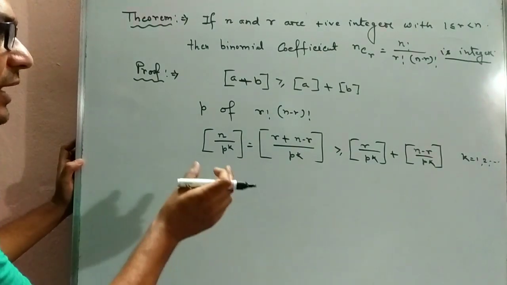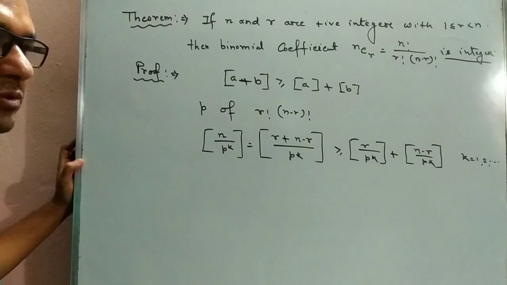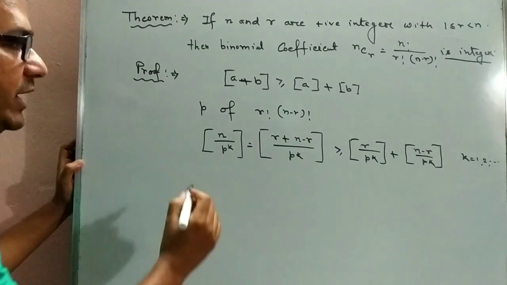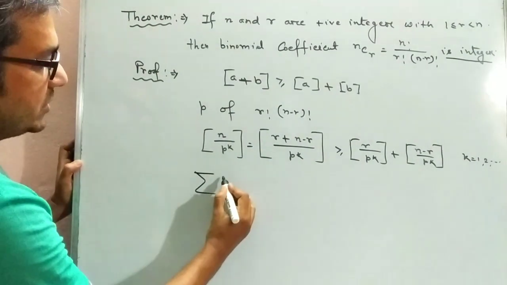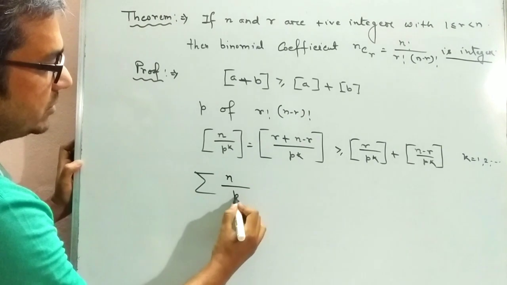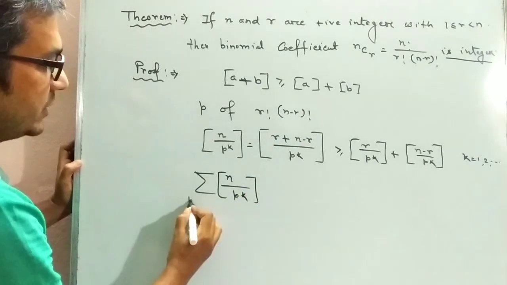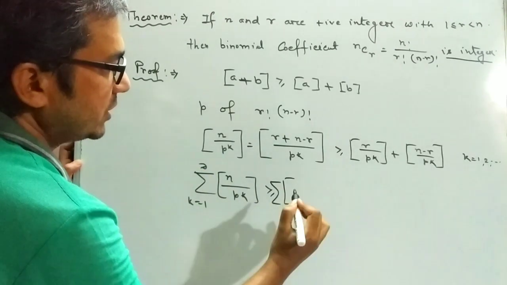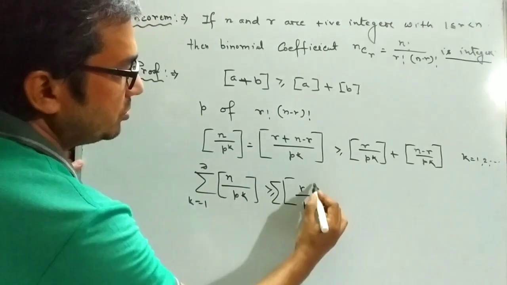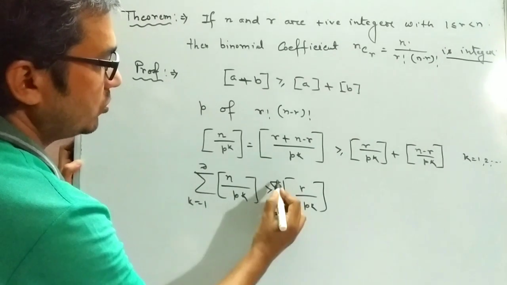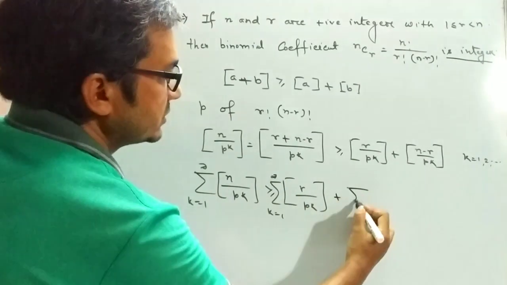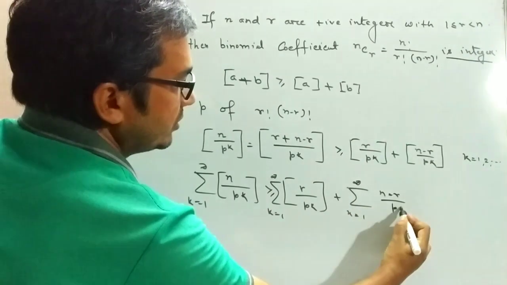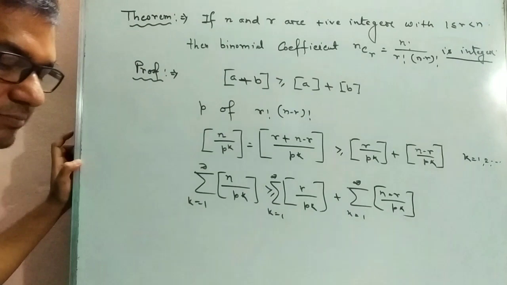Now adding this inequality for the values k equal to 1, k equal to 2 up to k equal to infinity, we get summation of box n by p to the power k, k equal to 1 to infinity, greater than or equal to summation of box r by p to the power k, k equal to 1 to infinity, plus summation k equal to 1 to infinity of box n minus r by p to the power k. Right?